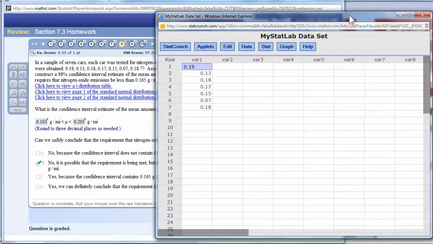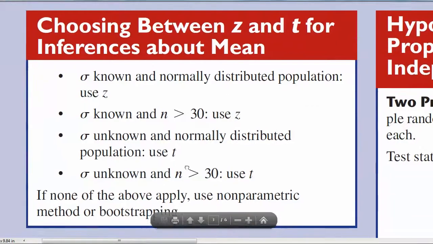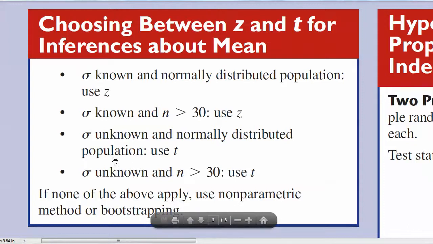Now this one's interesting because my sample size is definitely not greater than 30, right? And so I really seem at a loss to use either of these, right? Because it says sigma's unknown, sigma's unknown. I'm in one of these two bullets right here.